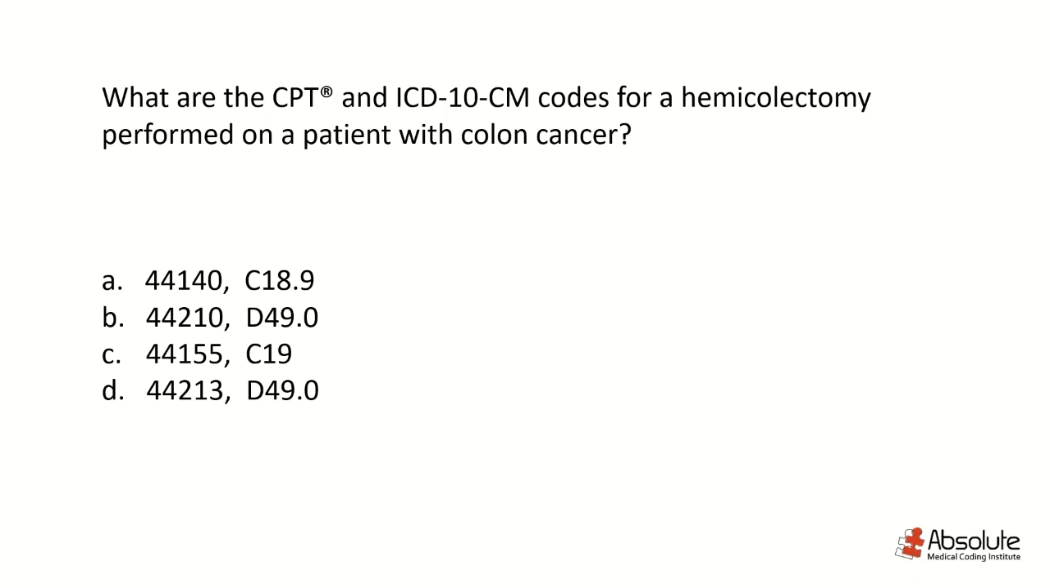Okay, coders, we have A: 44140, C18.9. B: 44210, D49.0. C: 44155, C19. D: 44213, D49.0. What are the CPT and ICD-10-CM codes for a hemicolectomy performed on a patient with colon cancer? You got this, coders.